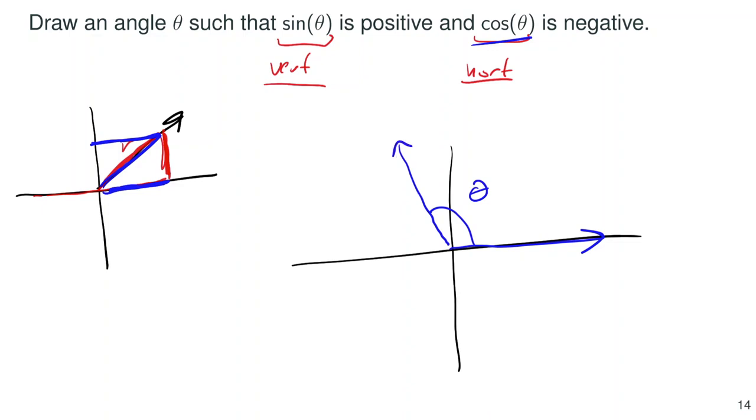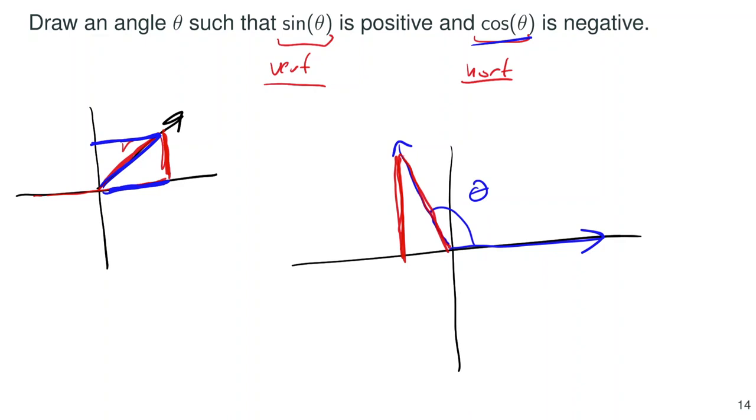So the important thing is drawing an angle in the second quadrant. We can check here. Sine value measures this distance divided by the radius length, and we can see that this is some kind of positive number. We always consider the radius as positive, so we have a positive divided by positive, which gives a positive number.